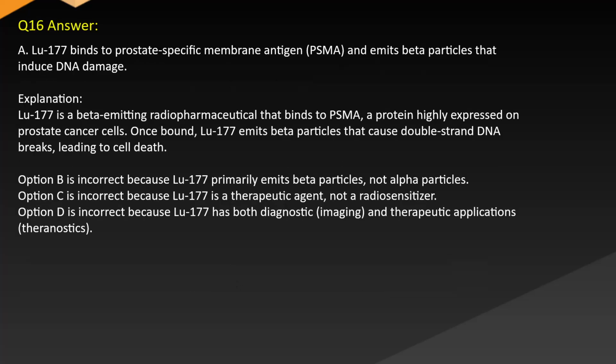Answer A. Lu-177 binds to prostate-specific membrane antigen (PSMA) and emits beta particles that induce DNA damage. Explanation: Lu-177 is a beta-emitting radiopharmaceutical that binds to PSMA, a protein highly expressed on prostate cancer cells. Once bound, Lu-177 emits beta particles that cause double-strand DNA breaks, leading to cell death.